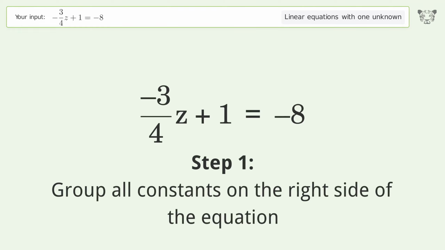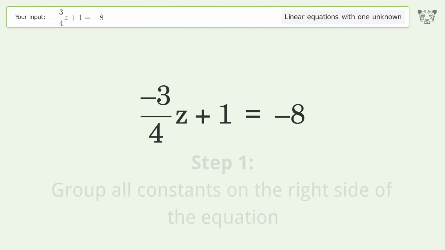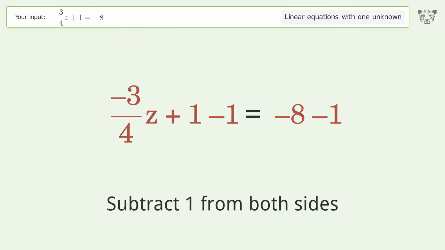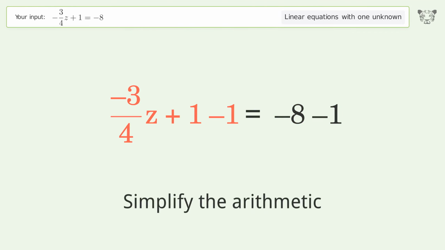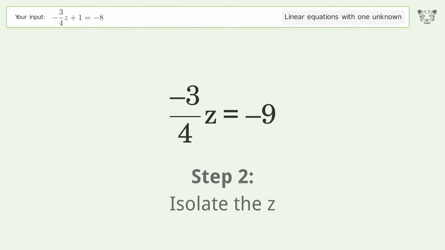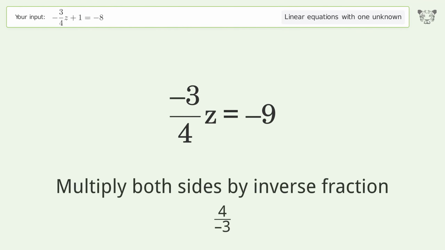Group all constants on the right side of the equation. Subtract 1 from both sides. Simplify the arithmetic. Isolate the z. Multiply both sides by inverse fraction 4 over -3.